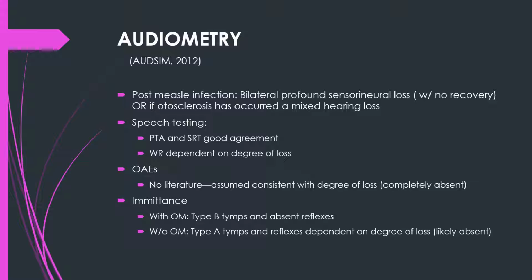OAEs, there's no literature on this, but assuming based on the degree of the loss, they would be completely absent. Admittance, depending on if they have otitis media, you would see type B TIMPs and absent reflexes. Without otitis media, type A TIMPs, and the reflexes would also be dependent on the degree of loss, but likely absent. The reason behind otitis media in some of the cases is just due to the immune system being compromised.